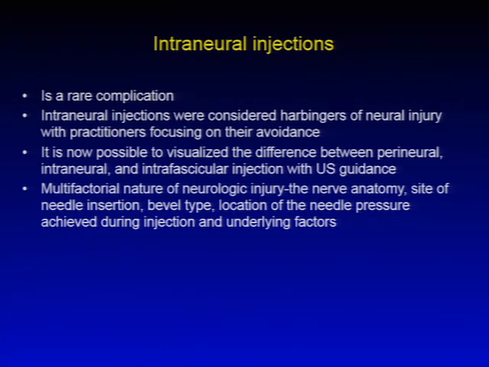Intraneural injection is a rare complication. Intraneural injection is now very unlikely because we can visualize the difference between perineural, intraneural, and intravascular injection with ultrasound guidance. The multifactorial nature of a neurological injury includes the nerve anatomy, site of needle insertion, bevel type, and the pressure achieved during injection as underlying factors.